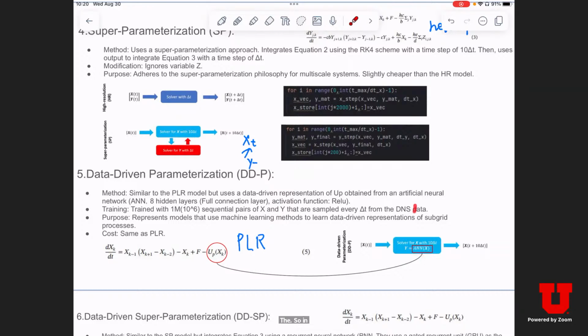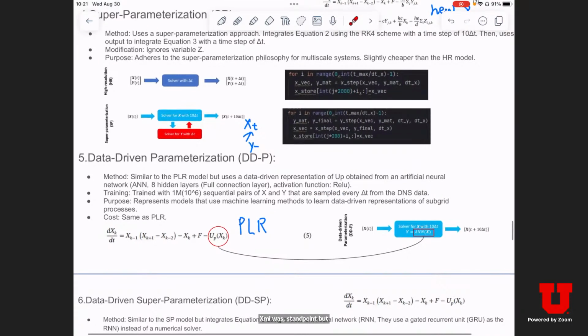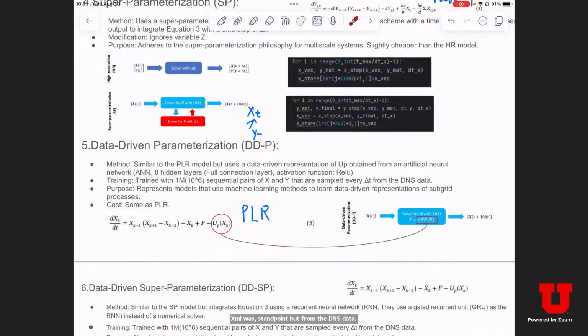The ANN, the artificial neural network, has 8 hidden fully connected layers, and the activation function is ReLU. It was trained with 1 million sequential pairs of X and Y, sampled from the DNS data. The cost is the same as the PLR because the paper doesn't consider the computational cost of the training.